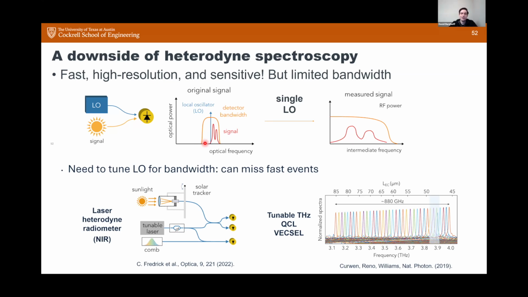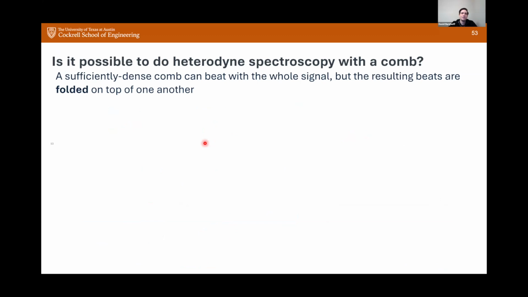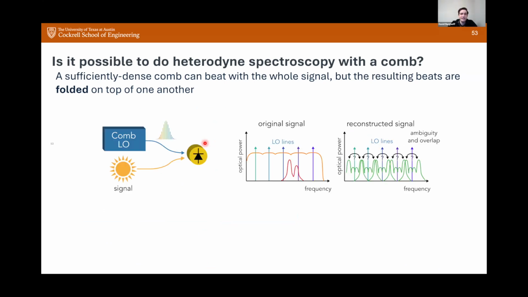And if you can do what I mentioned earlier and beat a terahertz QCL with a comb, then you could potentially get very high sensitivity and high resolution radiometers. But kind of what we were thinking a couple of years ago was, is it possible to do heterodyne spectroscopy with a comb directly? So something like dual comb spectroscopy, but using a comb as an LO. So beating your comb with a remote signal. And well, you can think about doing it, but you run into problems right away.